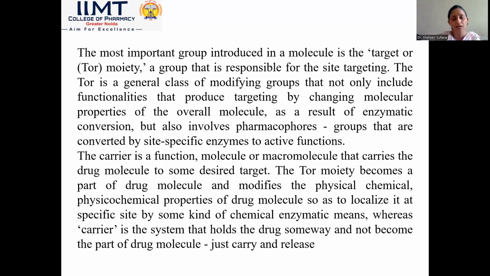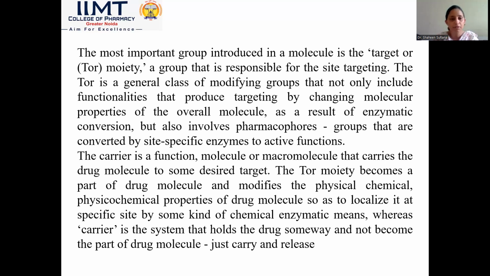Now, in one of the modifications, you can add the targetor molecule. What is the targetor moiety? It is the group that is responsible for site targeting. The targetor is the modifying group that is not only able to bring the molecule to the target site, but also changes the molecular property of a molecule as a result of an enzymatic conversion, because it involves the pharmacophores. Pharmacophores means the group that is capable of undergoing specific enzymatic degradation or site-specific enzymes to perform the function. So after metabolism, it will release the drug. That drug will show the action. The targetor is not only responsible for site-specific targeting, but also changes the molecular property of a drug.